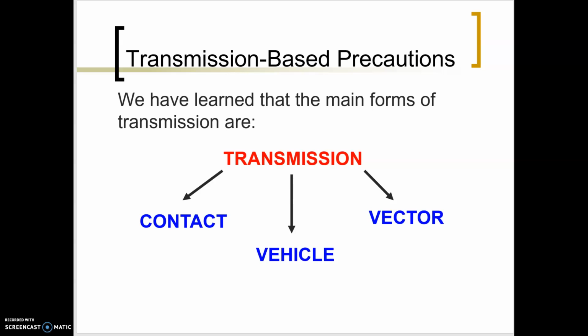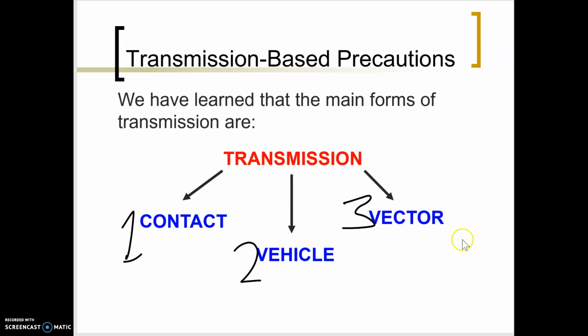Now, generally when we're talking about transmission, and this was the first couple of slides of this unit, we talk about those three types of transmission. First was contact, then we talked about vehicle, and then we talked about vector. The vector, of course, is going to be a living object. A vehicle is going to be a non-living object, and contact refers to direct contact between people, either directly, indirectly, or by droplet.